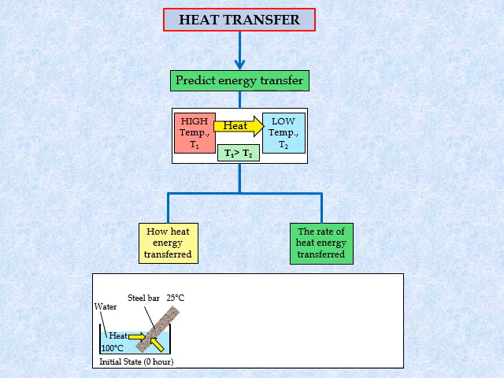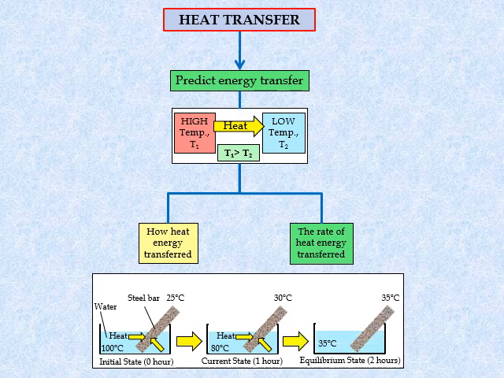So let's see one example here. We have hot water at 100 degrees Celsius and a steel bar at 25 degrees Celsius. Initially, the condition is like this. After 1 hour, which is the current state, the water temperature starts to decrease because the heat energy is being transferred to the steel bar, which has a lower temperature. After 2 hours, both the water and the steel bar have the same temperature. This condition is called the equilibrium state.